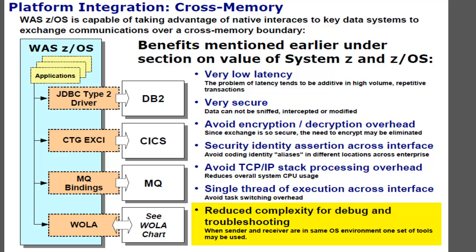And the final bullet's an interesting one to dwell on and think about, and that is that when you've got your application server and data system all within the same operating system instance, you have a reduced complexity for debugging, because every tool is within the same operating system, and it's much easier to figure out what's going wrong as opposed to a topology where connections are hopping across firewalls and routers and all sorts of other things. So these are the items that we like to cite as the benefits of co-location.